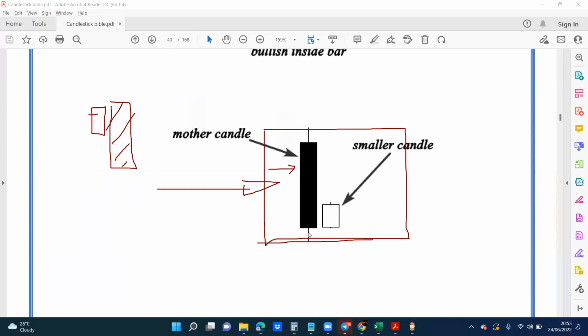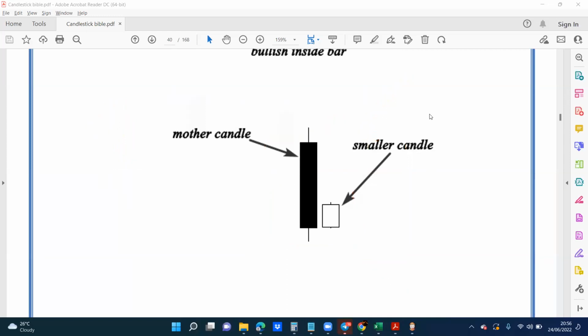Sellers sold heavily, then buyers came in, but the buyers could not overtake the sellers. They could not come back and close above this big bearish candle. So it's a sign of indecision, just like a doji. So you'd wait. If buyers are able to form some other candles and close above this, it means buyers took control, and then you can continue to buy. If sellers came and closed below, it means sellers took control, and then you can continue to sell.